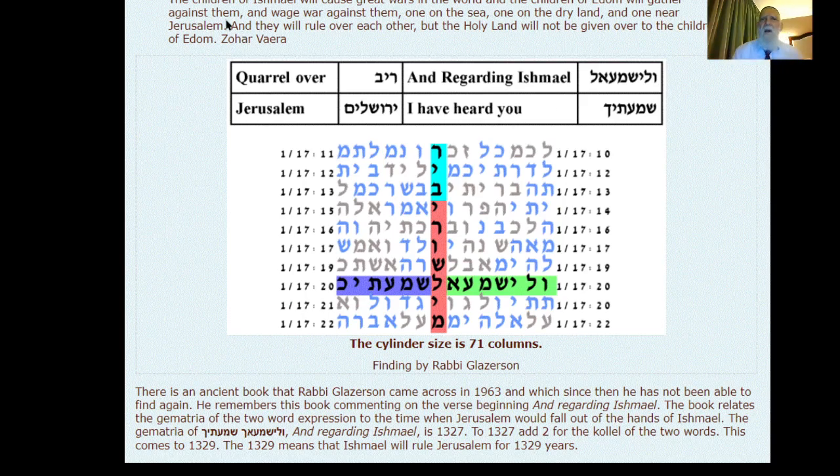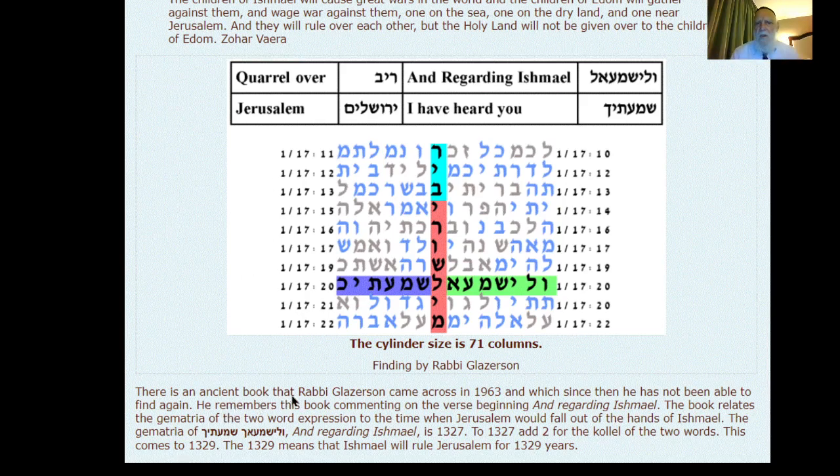So this is what Professor Aralik writes. The children of Ishmael will cause great wars in the world, and the children of Edom will gather against them and wage war against them, one on the sea, one on the dry land, and one near Jerusalem. And they will rule over each other, but the Holy Land will not be given over to the children of Edom. So, now, what more do you have in this table?